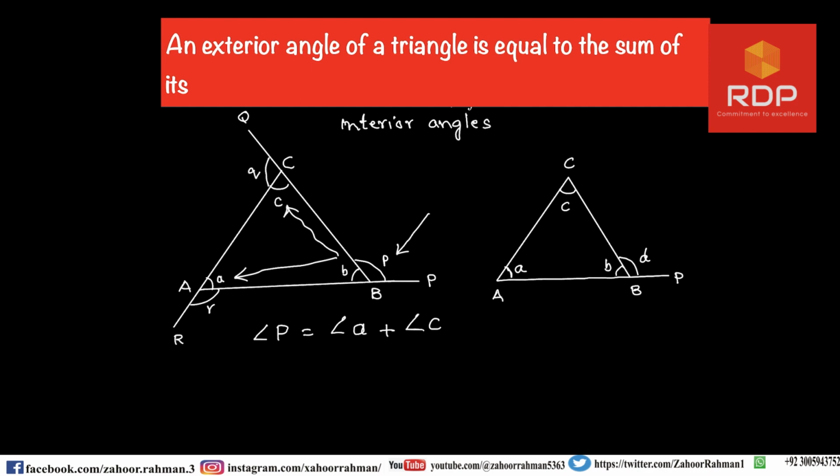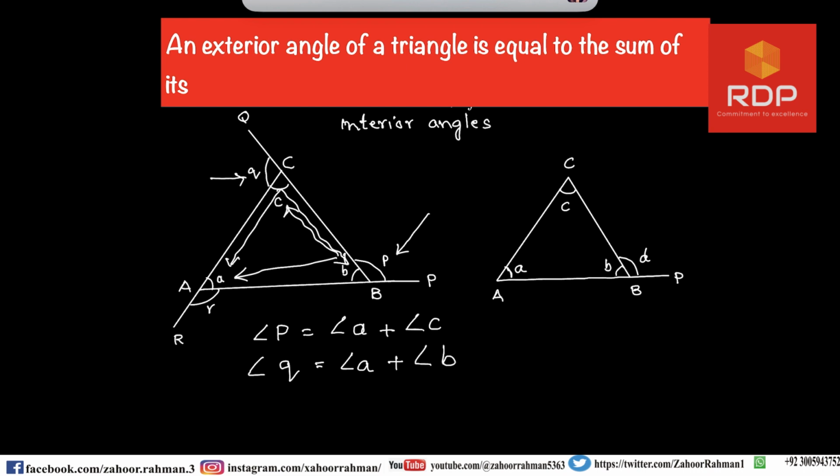Similarly, if we want to find the value of angle Q, then it will be equal to the sum of the opposite angles. So that will be equal to angle A plus angle B. Ladies and gentlemen, why are we calling it B? Because it is nearest to this angle.